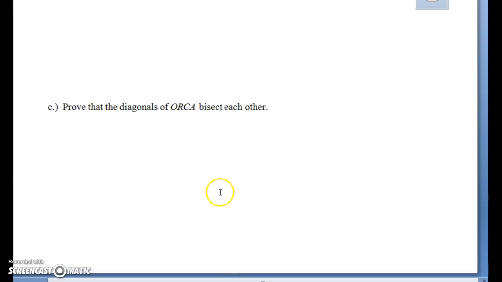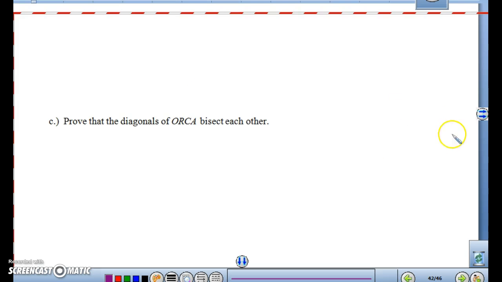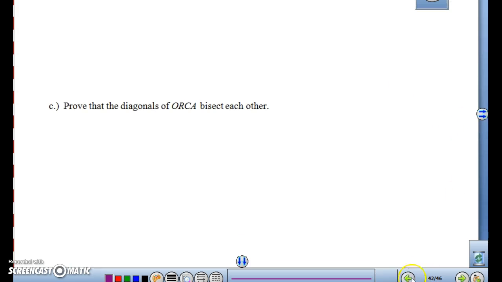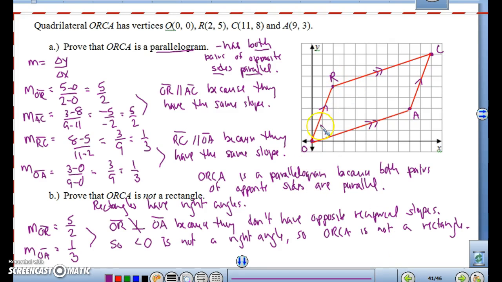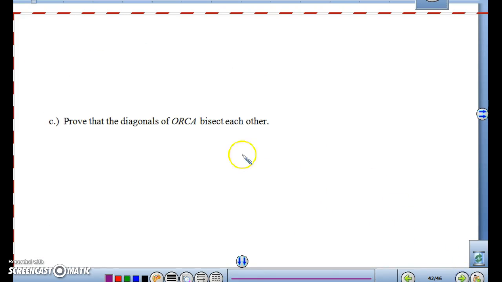All right, the third thing that we want to prove is that the diagonals of ORCA bisect each other. So, if we want the diagonals to bisect each other, we have to know where they are. So if I look at my picture here, if I draw my diagonals, I would draw in my line from O to C and from R to A. Okay, so how do we know if the diagonals bisect each other? What should happen? They should have the same midpoint. Let's see if they do.